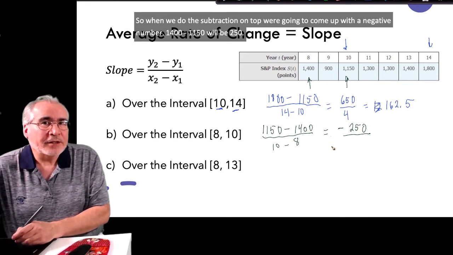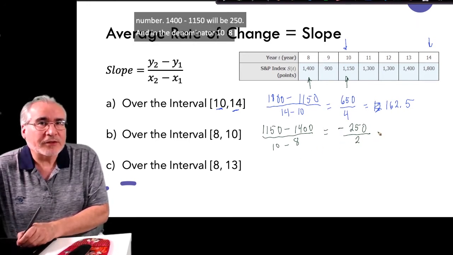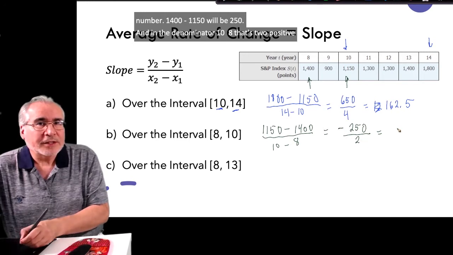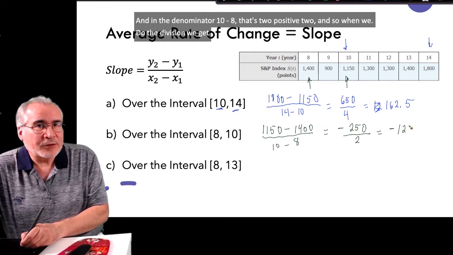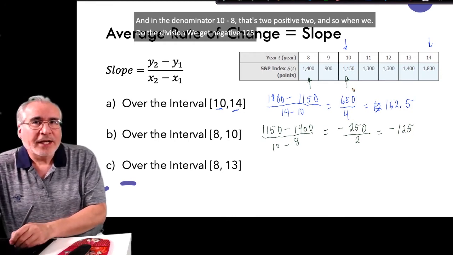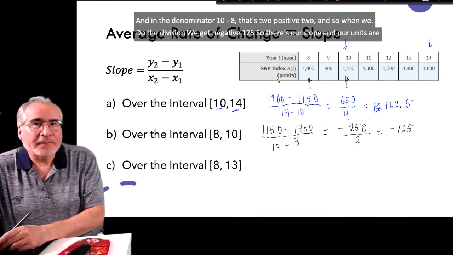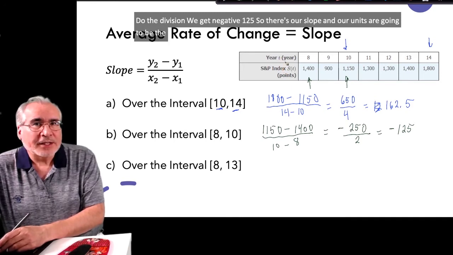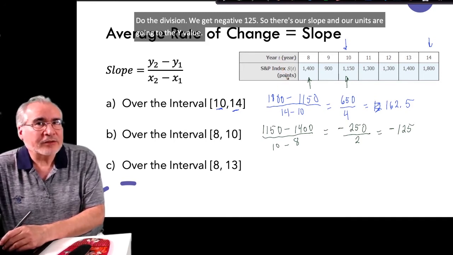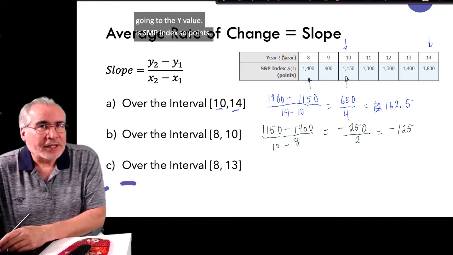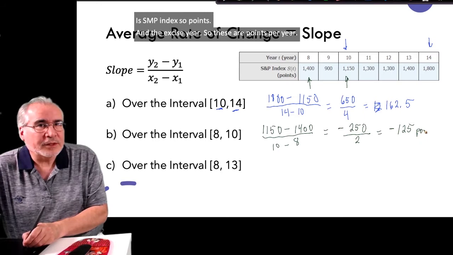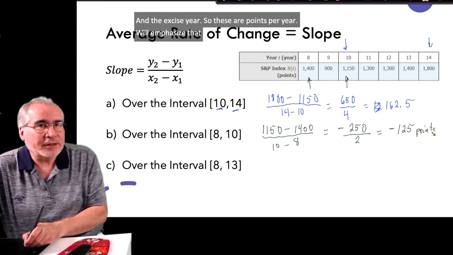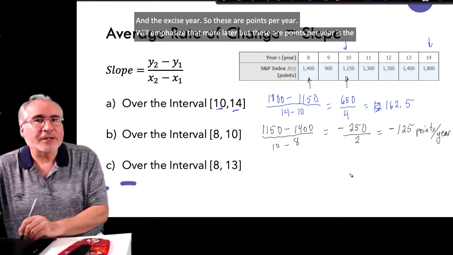And in the denominator, 10 minus 8, that's positive 2. And so when we do the division, we get negative 125. So there's our slope. And our units are going to be, the y value is S&P index, so points, and the x value is years, so these are points per year. We'll emphasize that more later, but points per year is the units we are dealing with.